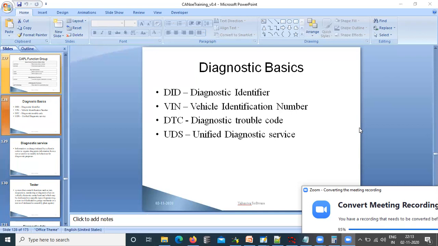When you do some work in UDS, it is mainly between the client and the server. The client is nothing but the tester and the server is nothing but the ECU. The client interacts with the ECU server, and the problem we have in the server is stored in the form of DTCs. We need to retrieve the DTCs.